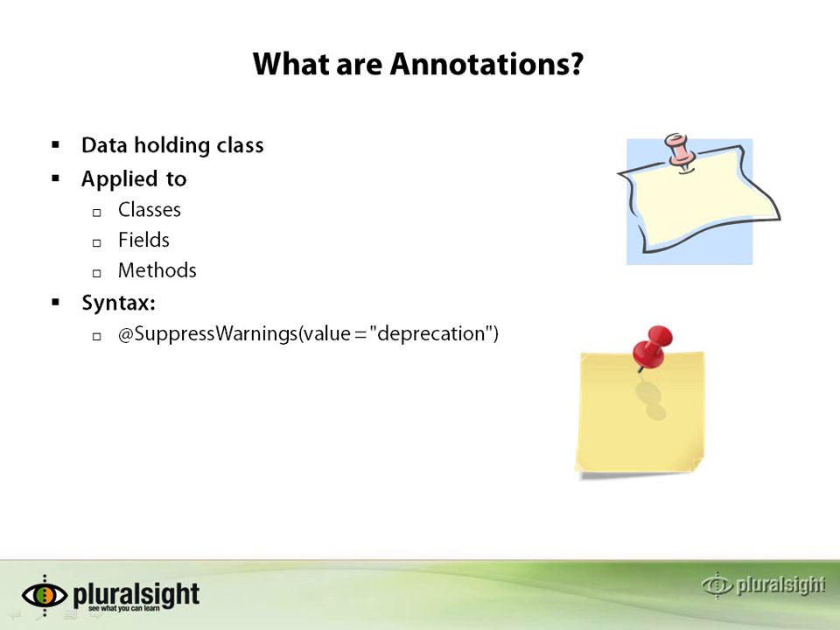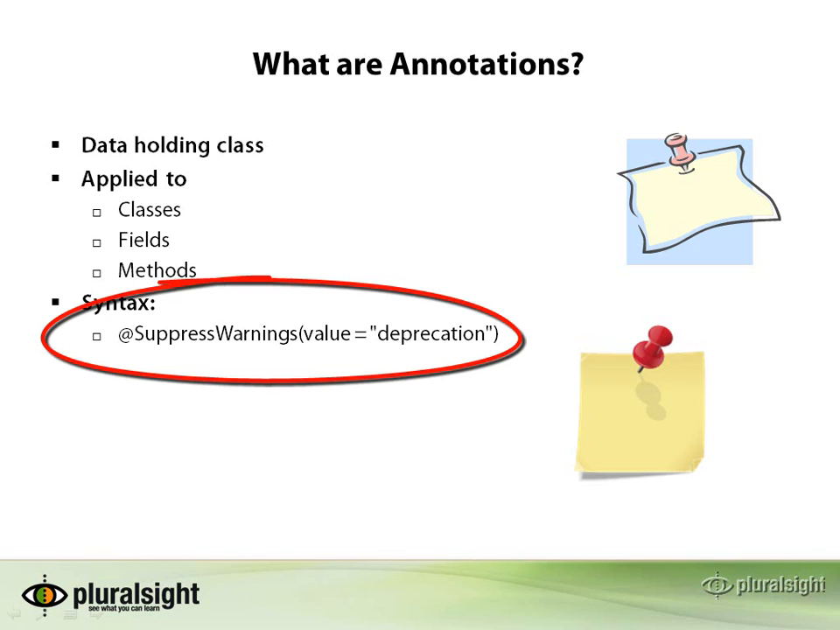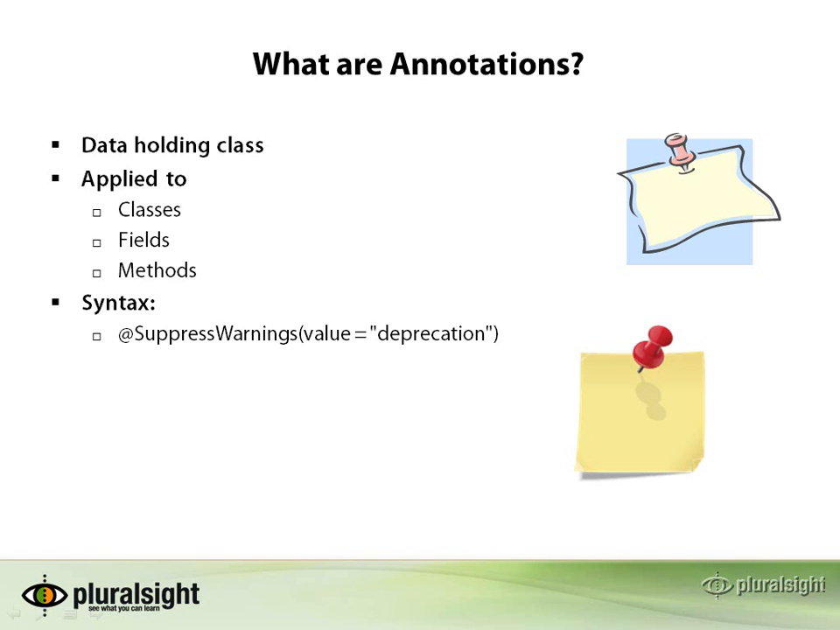So I have an example of some syntax here. You can see annotations start with this @ symbol, and here I've got an annotation for suppressing warnings. And this annotation will tell the compiler that this particular warning needs to be suppressed for this line of code. So you can see that we have an @ symbol, we have the name of the annotation, and then in our parentheses here, we fill in the values or the data for the annotation. This one happens to have a piece of data called value that we're setting equal to deprecation.